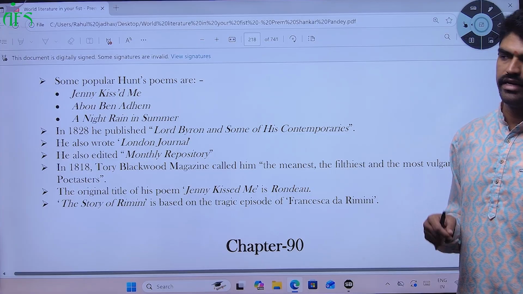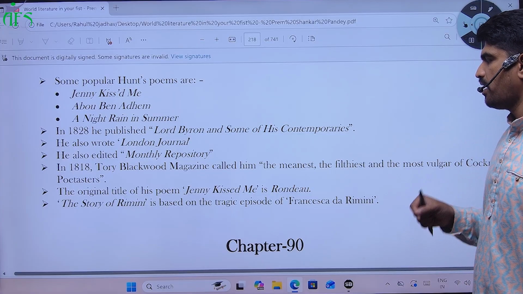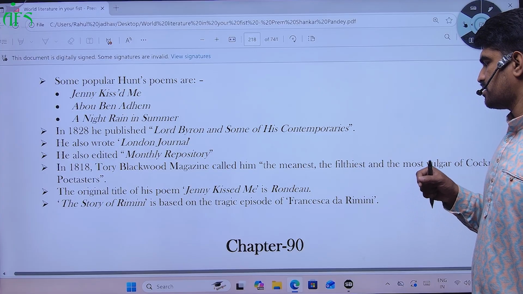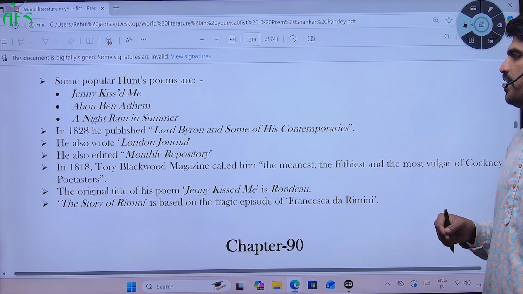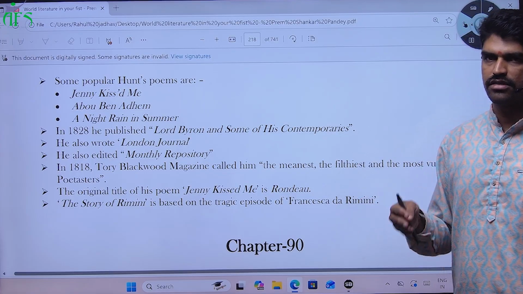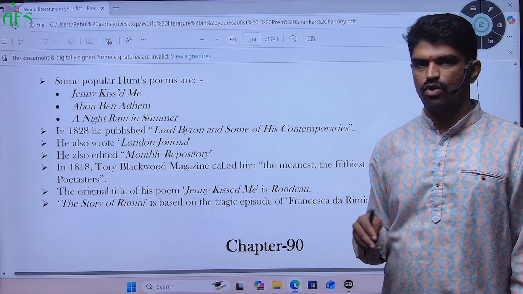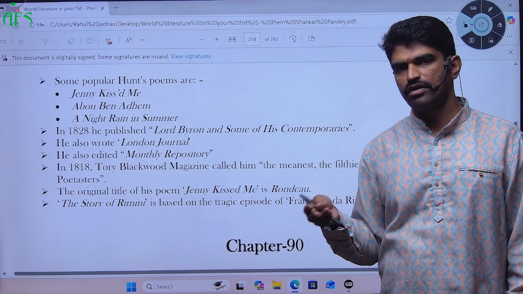And in 1818, the Tory Blackwood's Magazine called him the meanest, the filthiest, and the most vulgar of Cockney poetasters. So the group, the Hunt Circle or Cockney poets, Cockney was the name that he had given to that circle.